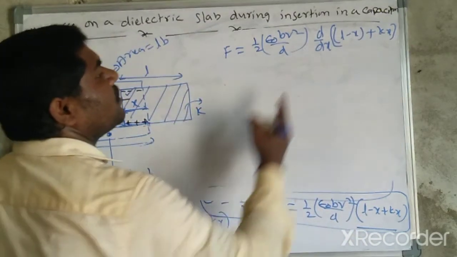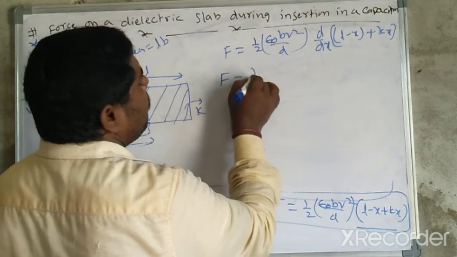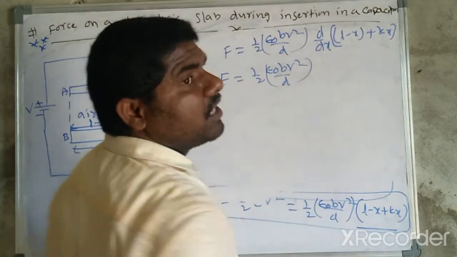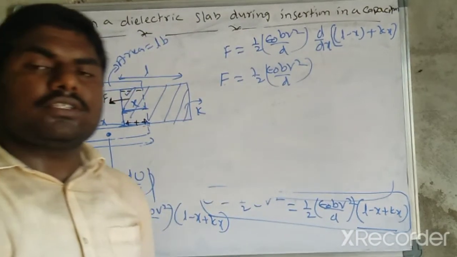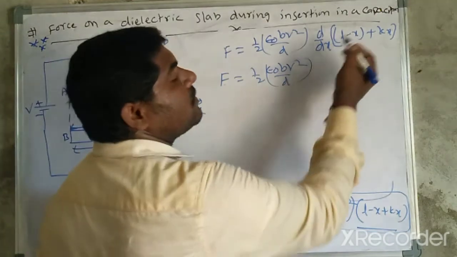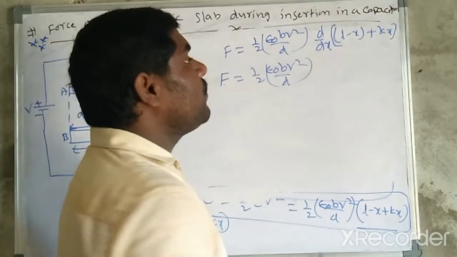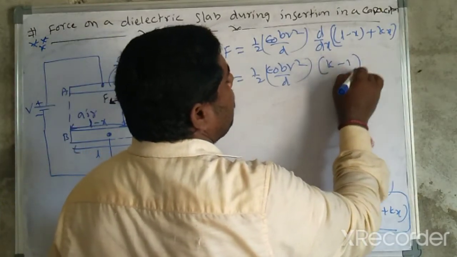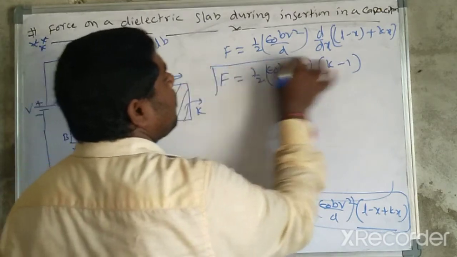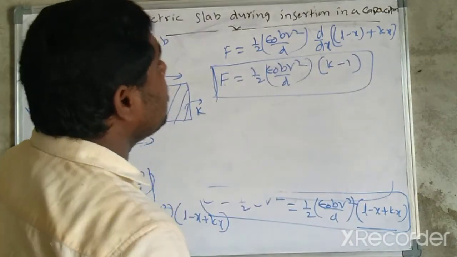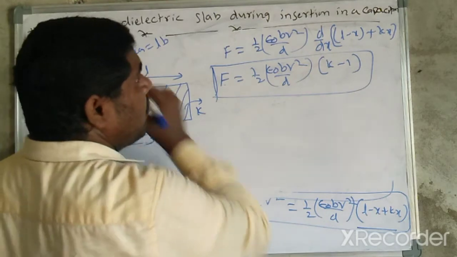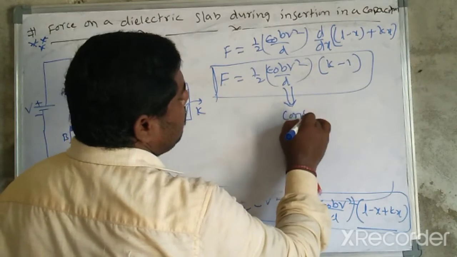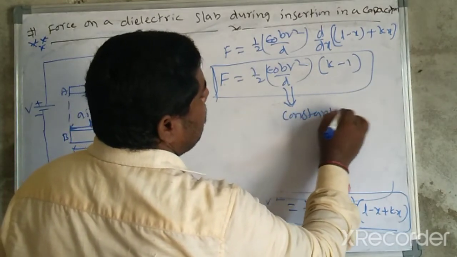Differentiating this, F is equal to 1 by 2 epsilon naught B V square by D. Here L is a constant, and the differentiation of a constant is 0; differentiating x gives 1, and differentiating Kx gives K. So I write here K minus 1. This is how much force is exerted. So the force on the dielectric slab during insertion in a capacitor is a constant force.